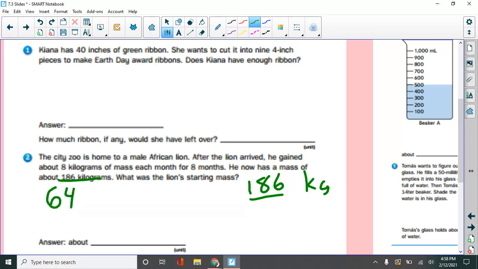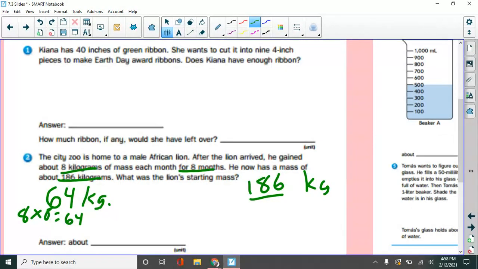64 kilograms. Boy, my words are not working right today. That's okay. Some days are like that. 64 kilograms. How did I get 64? I did 8 times 8, right? 8 kilograms each month for 8 months, right? 8 in January, 8 in February, 8, 8, 8, 8, 8, 8, 8. I could add those all up, but it's easier to multiply. Our first number sentence, 8 times 8 equals 64.